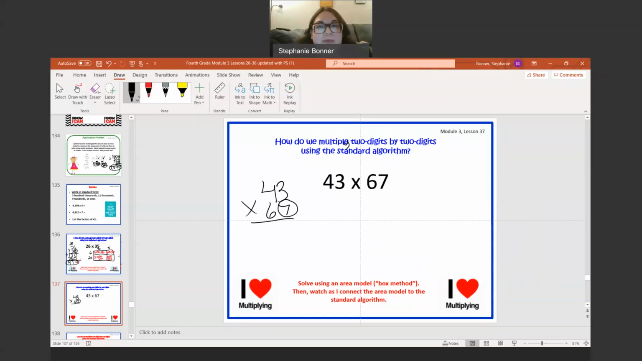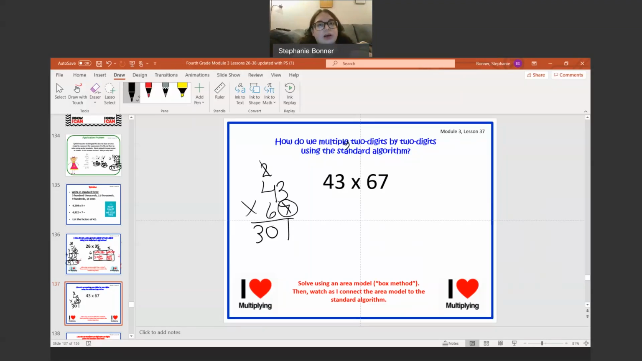So 7 times 3 is 21. You're going to leave your 1. You're going to carry your 2. And then the 7 is going to go over to the tens place and visit the 4. 7 times 4 is 28 plus 2, 30. And remember, you can mark these off because you've already used them.